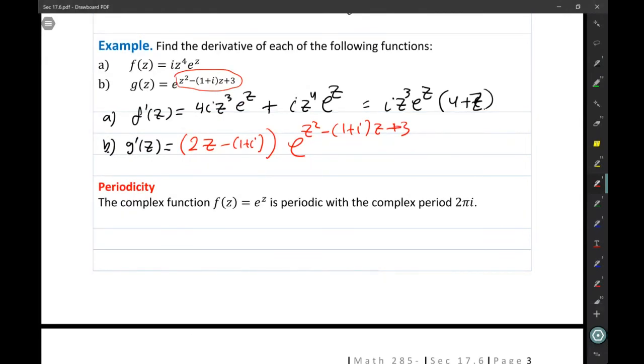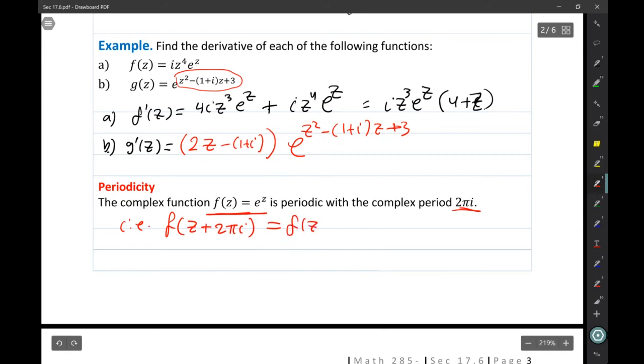Okay, the periodicity. The function e to the power z, the exponential function, is periodic with period 2 pi I. What does this mean? That means f of z plus 2 pi I is equal f of z. That's what we mean here by periodic with period 2 pi I.